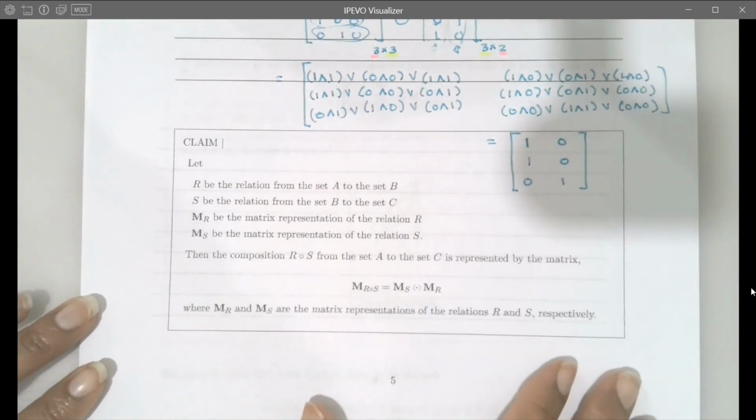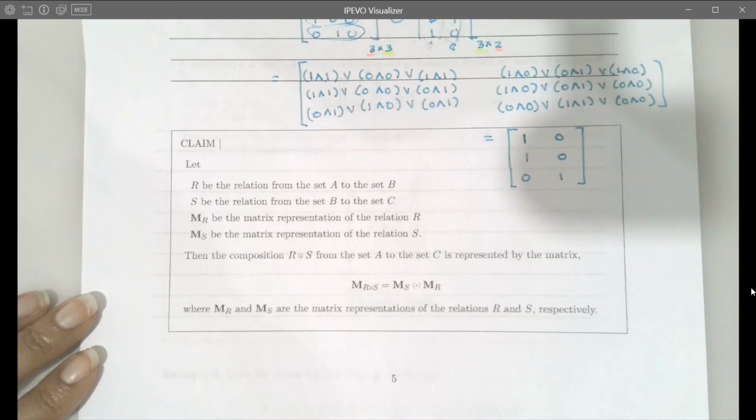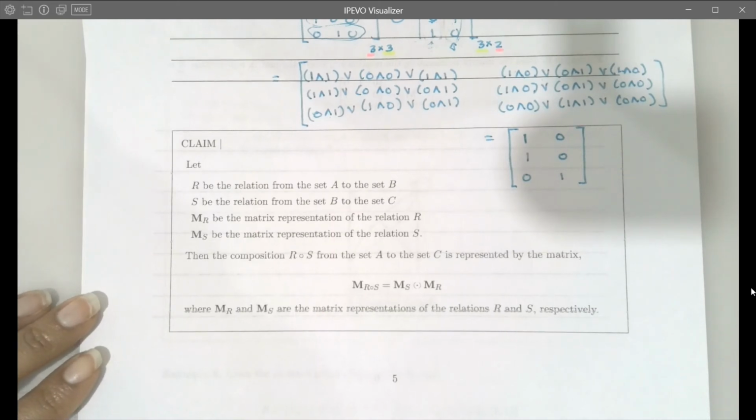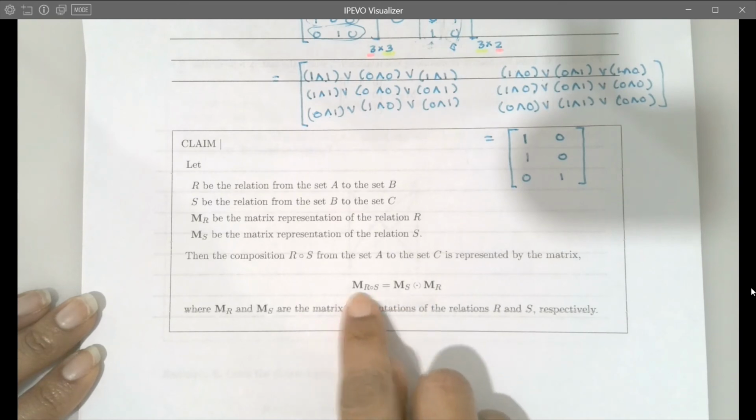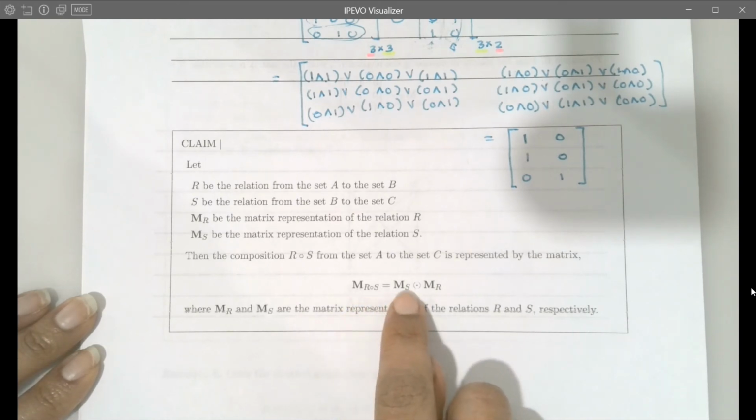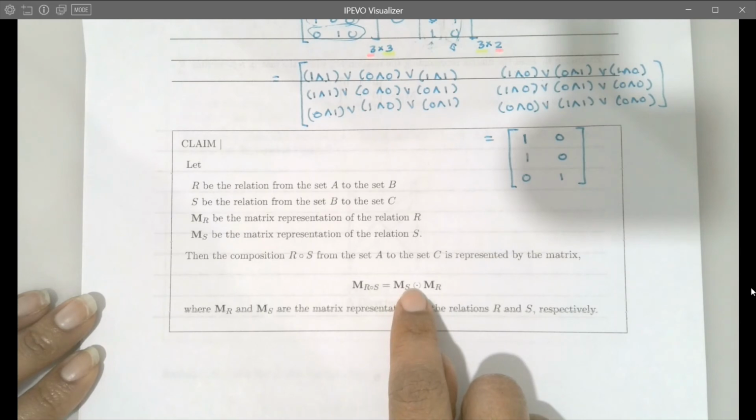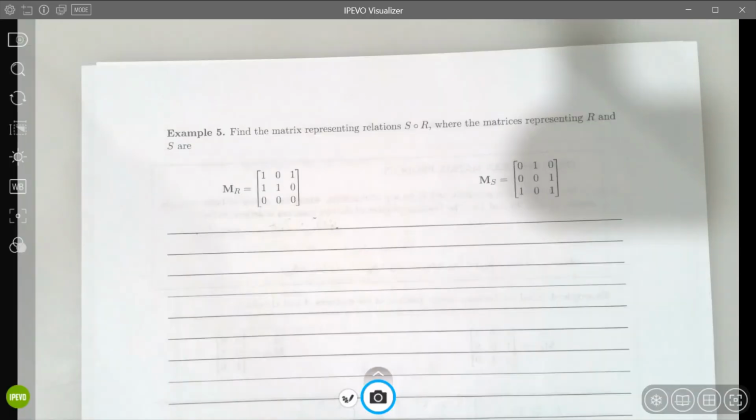And so at the bottom of page 5, we see a claim. We read, let R be the relation from set A to set B, and S be the relation from B to set C. MR is the matrix representation of relation R, and MS is the matrix representation of relation S. Then the composition S∘R from the set A to the set C is represented by the matrix MR ⊙ MS, which is the Boolean matrix product.